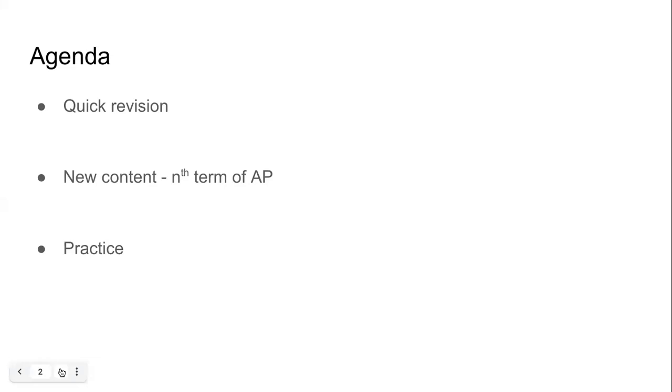Remember, AP is the short form for arithmetic progression. It is not Andhra Pradesh when we are studying mathematics. AP will become Andhra Pradesh when you study political science. In mathematics, it is arithmetic progression. And once we have studied this new concept of nth term of AP, we will solve together more and more questions. Be ready with your pens and notebooks.